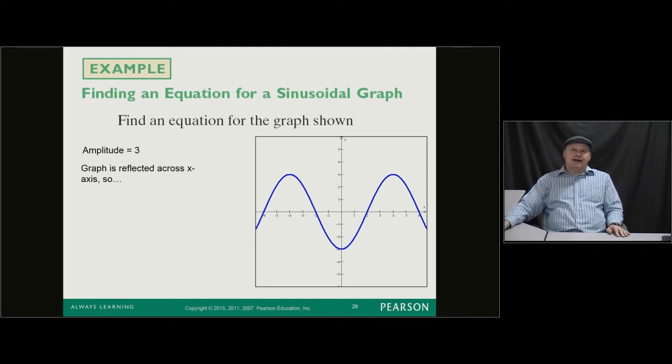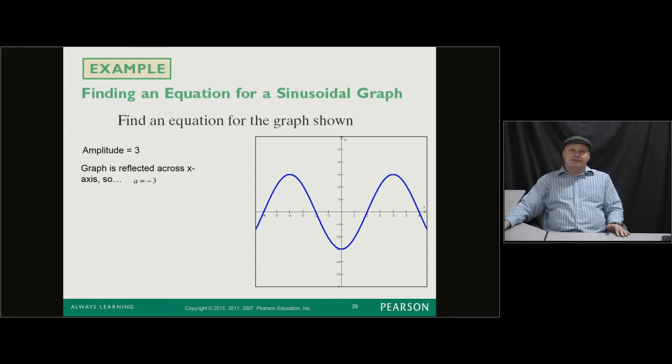Now, the graph is reflected across the x-axis. If you notice, if you started at 0, it's been reflected, and it is at -3. So that's a cosine graph turned upside down. And so this is a cosine graph. So A is -3. So we already know it's going to be y equals -3 times the cosine of omega x. We just don't know what omega is yet.